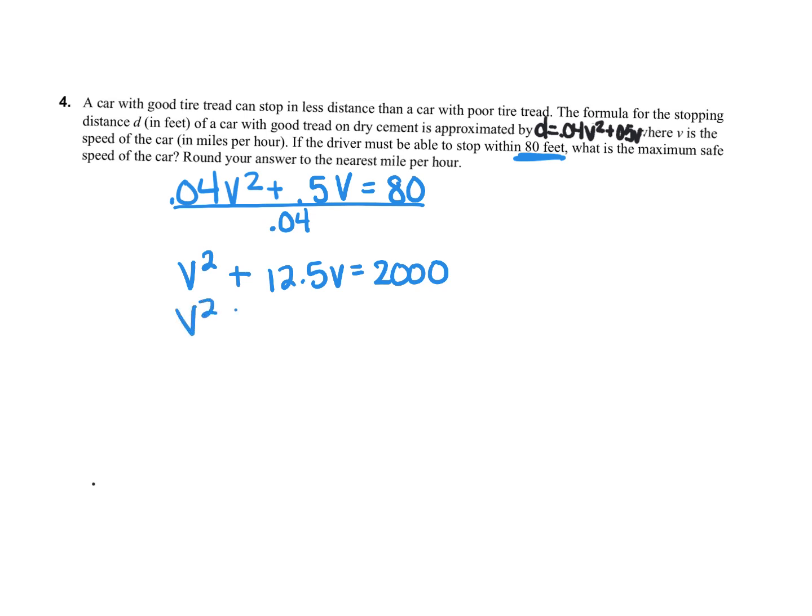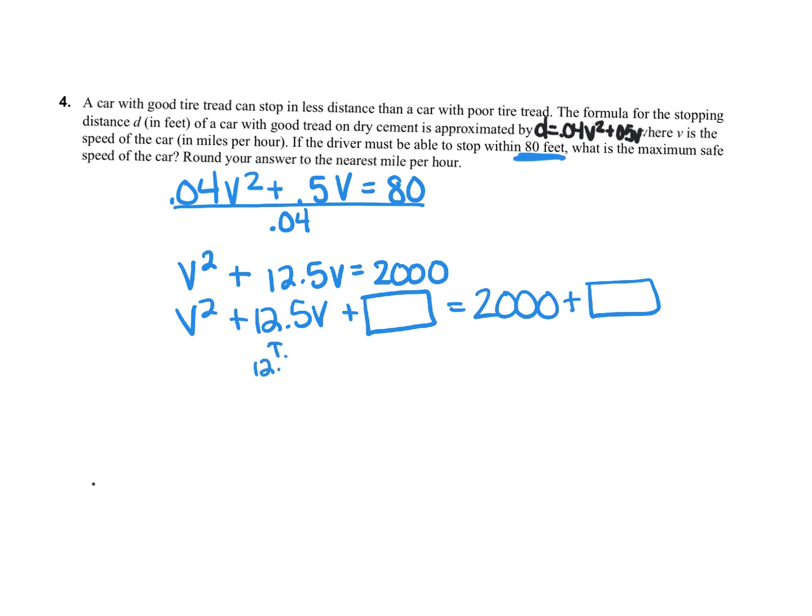All right, so we're going to solve this by completing the square here. So let's go V squared plus the 12.5 V plus something is equal to 2,000 plus something. We need to find our third term here. So I'm going to take the 12.5 and divide that by 2, and you end up with 6.25. And then remember, we're going to now square that, and I end up getting 39.0625. Let's just round that to 39.06.